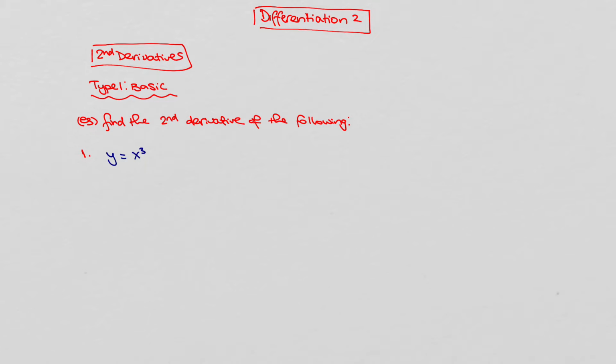So for example, if we have y equals x cubed, then if we find our first derivative, we apply our general rule by bringing down the power and taking 1 away from the power, and that's our first derivative. So our second derivative is written as d2y dx squared, and we apply the general rule a second time. So bring down the power, 2 multiplied by 3, which is 6, and take 1 away from the power, which just leaves us with 6x.